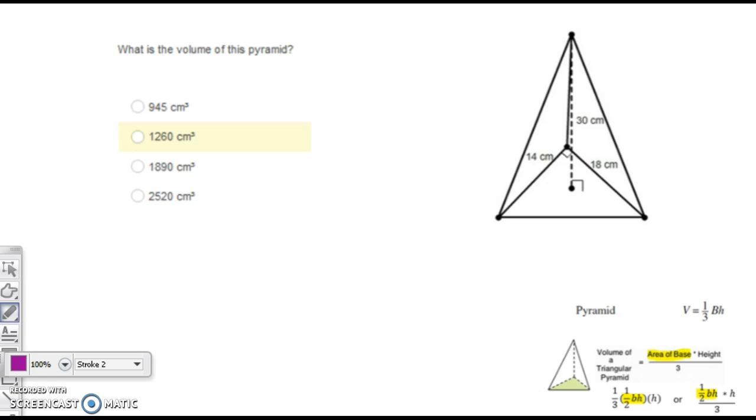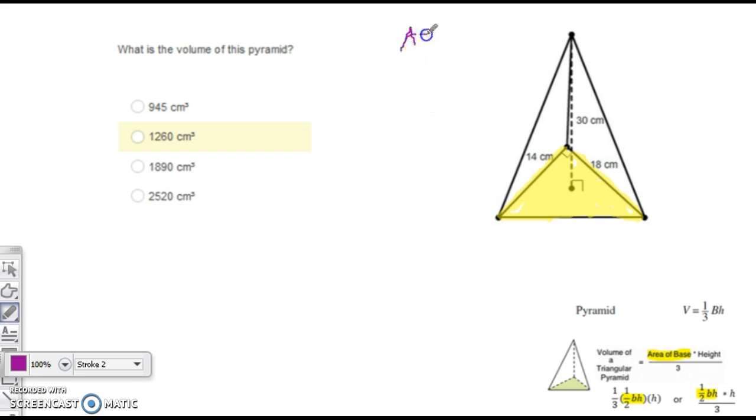All right, this says, what is the volume of this pyramid? So it doesn't tell us what kind of pyramid. We just have to look at it. The first thing I always do is I try to figure out the area of the base. Well, first you need to identify what shape the base is. And in this case, the shape is a triangle. So we have to find the area of this triangle before we can plug it in for big B.